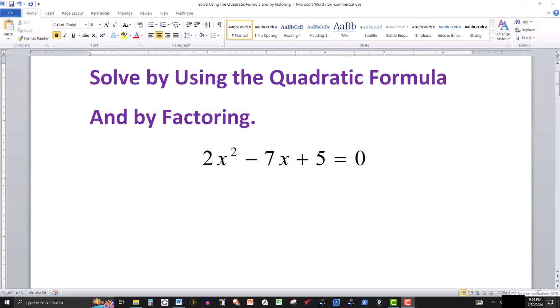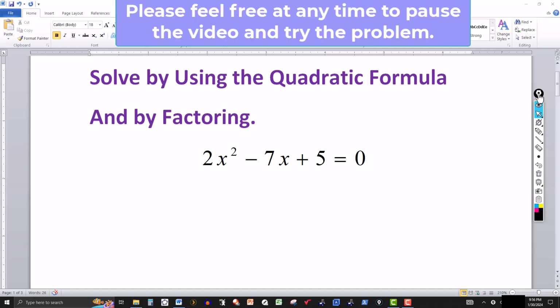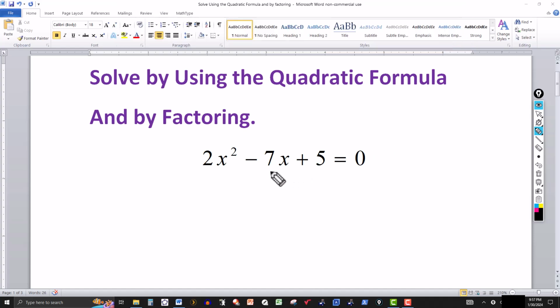In this video, we want to solve this quadratic equation using the quadratic formula and by factoring. The main three methods, of course, are factoring, quadratic formula, and the method of completing the square. Now, if you're given a choice, you always want to do the factoring first. So in this case, we want to do factoring first. Doesn't matter, quadratic formula also. Let's see if this factors.